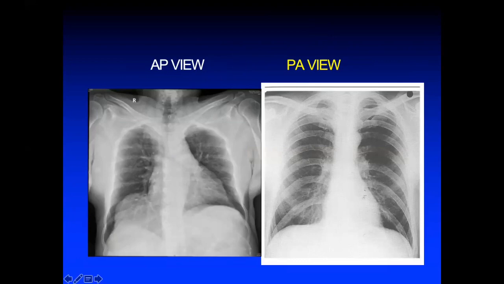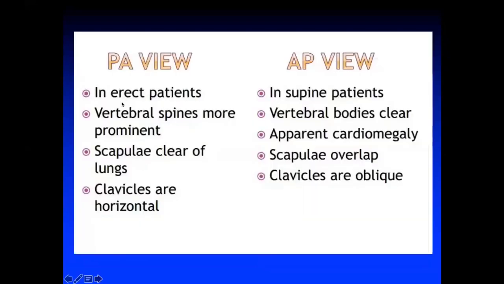cardiomegaly will be present in an AP view, and that will disappear in a PA view. So in a PA view, with the erect patient, the vertebral spines are more prominent, the scapulae are clear of the lung fields, and the clavicles are horizontal, while the vertebral bodies appear more clear. In the AP view there is apparent cardiomegaly, scapular overlap, and the clavicles are oblique. So these are the differences.